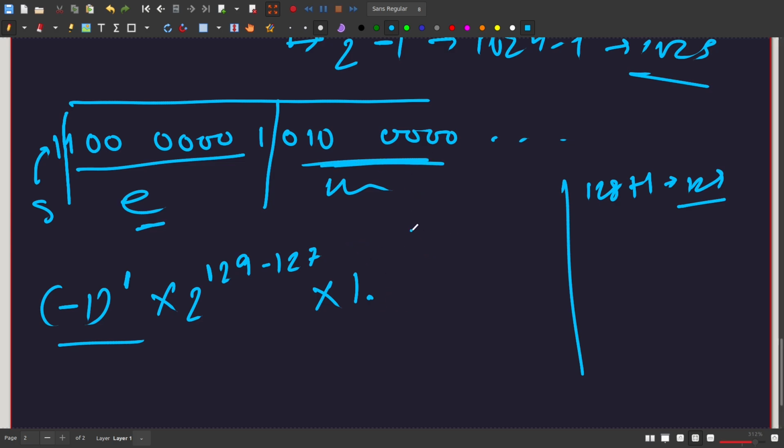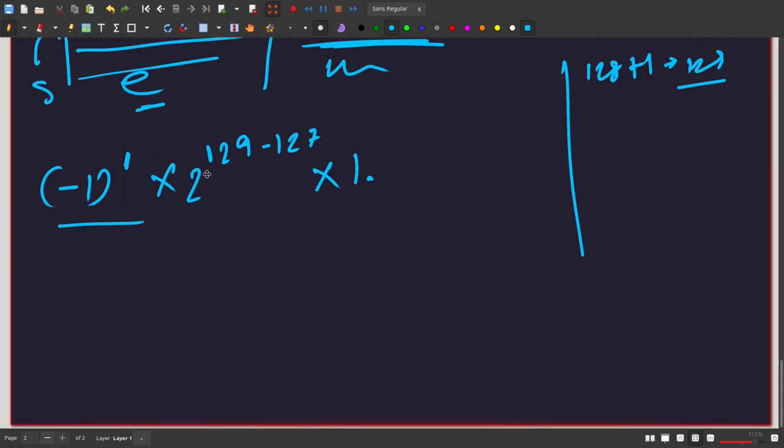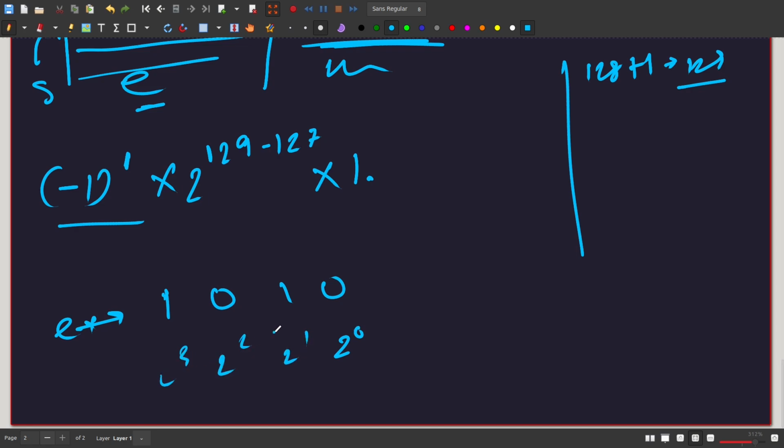Now here's something I can bring up right now. The exponent bits are basically written in the standard decimal way. So if you have a string like 1010, you would start from the rightmost and you would say 2 power 0, 2 power 1, 2 power 2, 2 power 3, and so on and so forth.